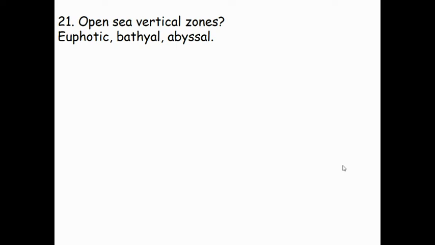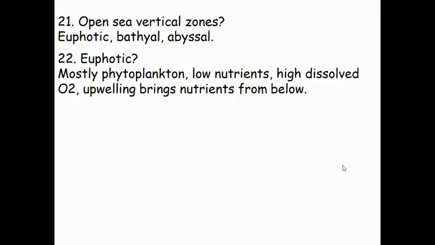Those organisms have to either come up with a way to see in the dark, or they have to use their other senses because that's dark and cold. Euphotic zone, lots of phytoplankton. Low in nutrients because remember photosynthesis requires nutrients. Lots of oxygen primarily because of photosynthesis. And then upwelling brings nutrients from below.